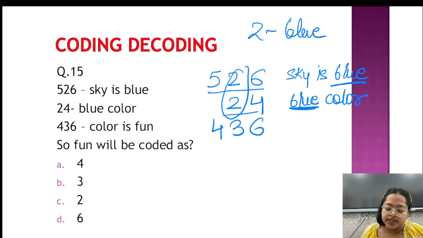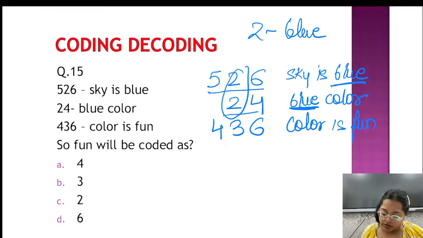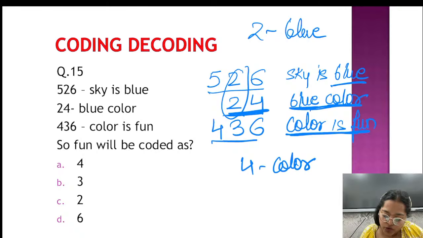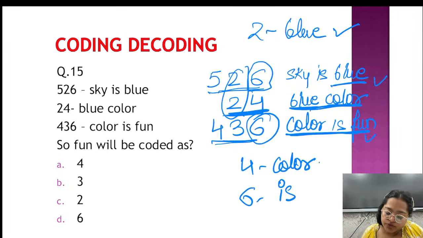Okay, now next statement, color is fun. Now in the second and third statement, which is common? Color is common. And in these two, which number is common? 4. So 4 is coded for color. Now rest, in these two statements, which is common? 6 is common. And what is common in these two sentences? Is. So 2 is coded for blue, 4 is coded for color, and 6 is coded for is.